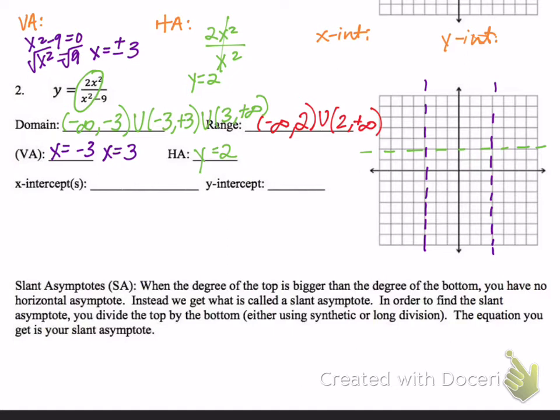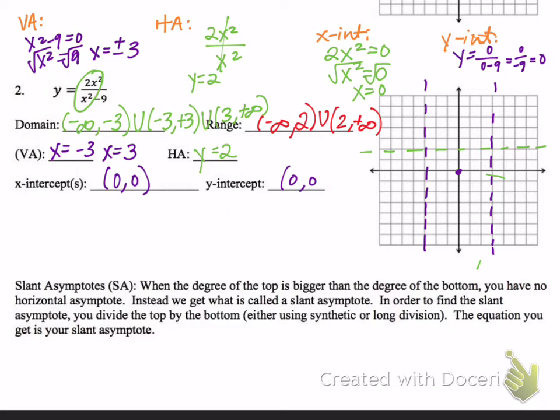Then I have x-intercept and y-intercept. X-intercept is setting the numerator equal to 0, so 2x squared equals 0. Divide each side by 2. X squared equals 0. Square root, x just equals 0. So I have an x-intercept at 0. And then my y-intercept is setting x equal to 0. So I say y equals 0 over 0 minus 9. 0 over negative 9 is just 0. So I have an intercept at 0. So I would put 0, 0, 0, 0.